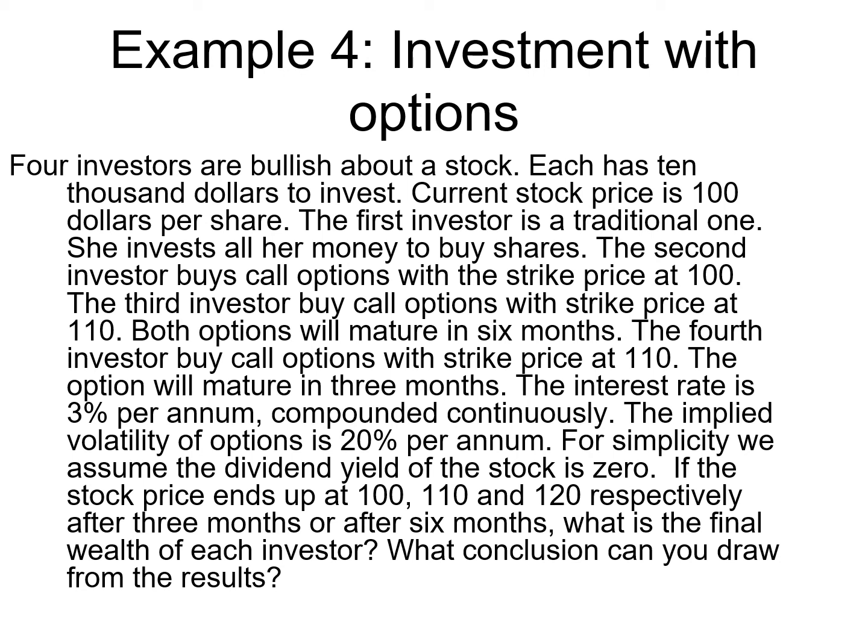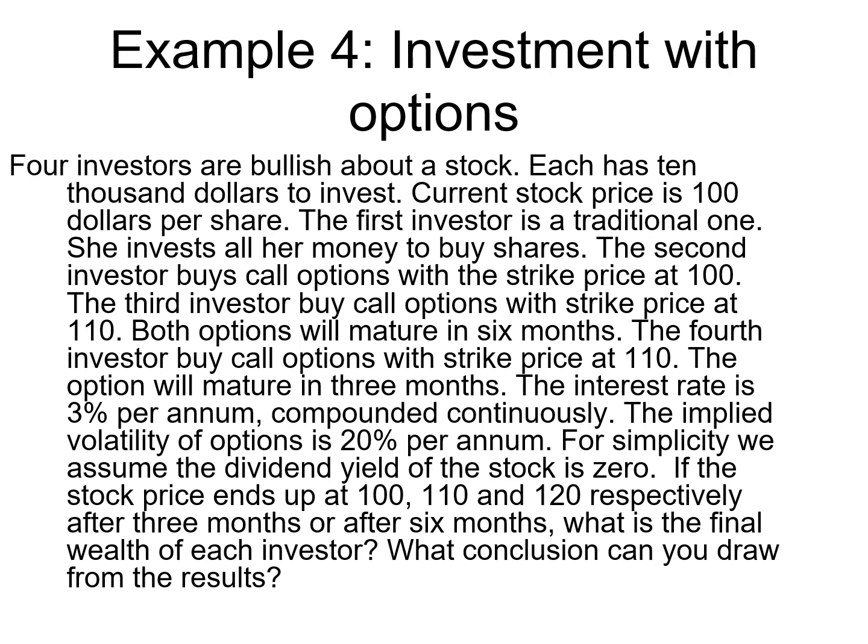The second investor buys a call option with strike price at 100. The third investor buys a call option with strike price at 111. Both options will mature in 6 months. The fourth investor buys a call option with strike price at 110. The option will mature in 3 months.